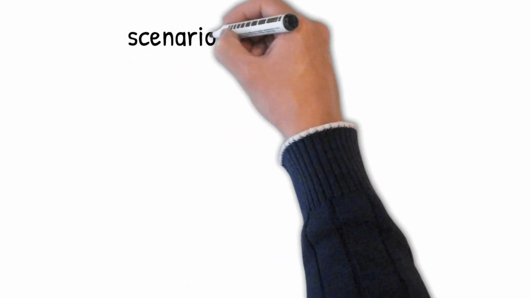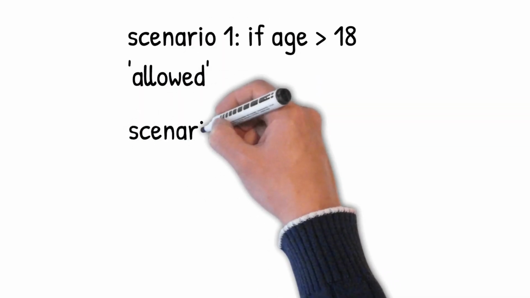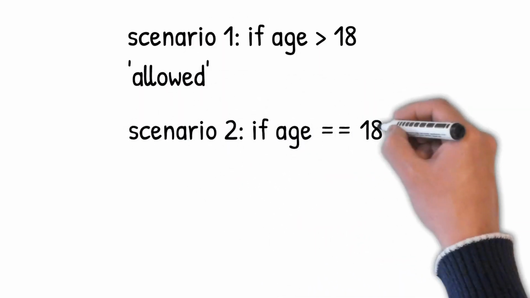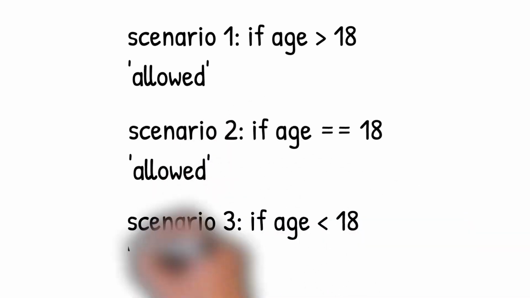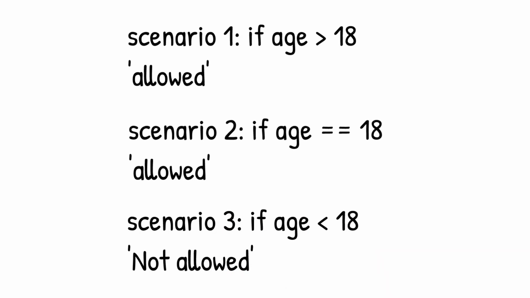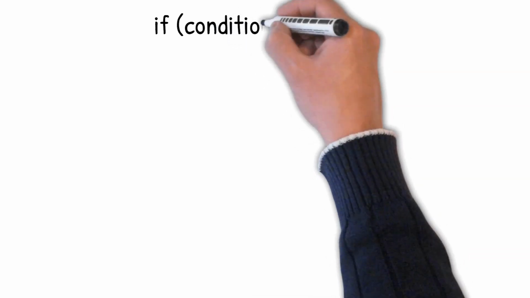So here we see three scenarios. First scenario, age is greater than 18, person was allowed. Then age was exactly 18, person was allowed. And the third scenario, age was less than 18 and the person was not allowed. So this can translate in case of JavaScript into something like this.